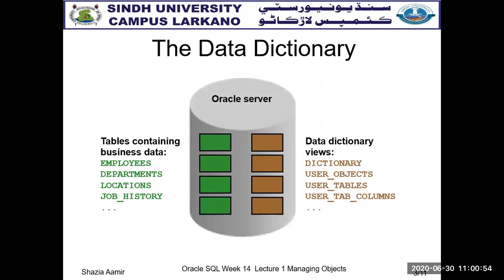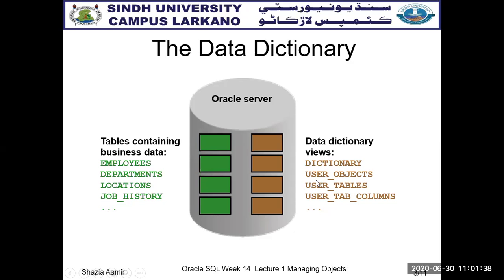Okay, this is the data dictionary. What is the data dictionary? Metadata, or data about data, is called the data dictionary. It is comprised on the Oracle server and is divided into tables containing business data, and on the other hand data dictionary views, using these queries. We use the dictionary to view the complete details about the tables, columns, views, and constraints. All the details will be viewed through the data dictionary.